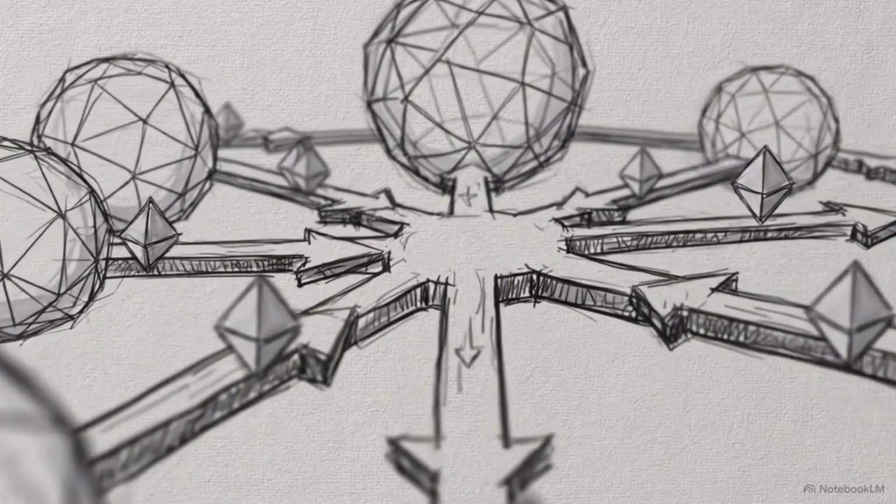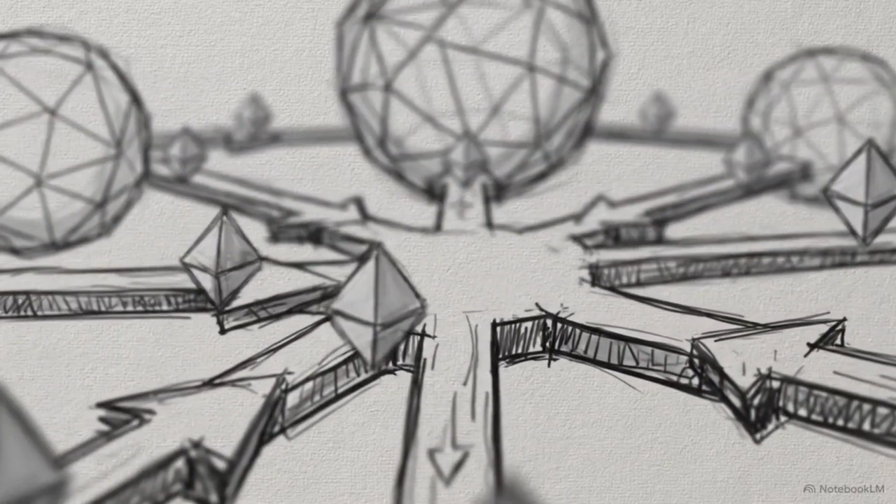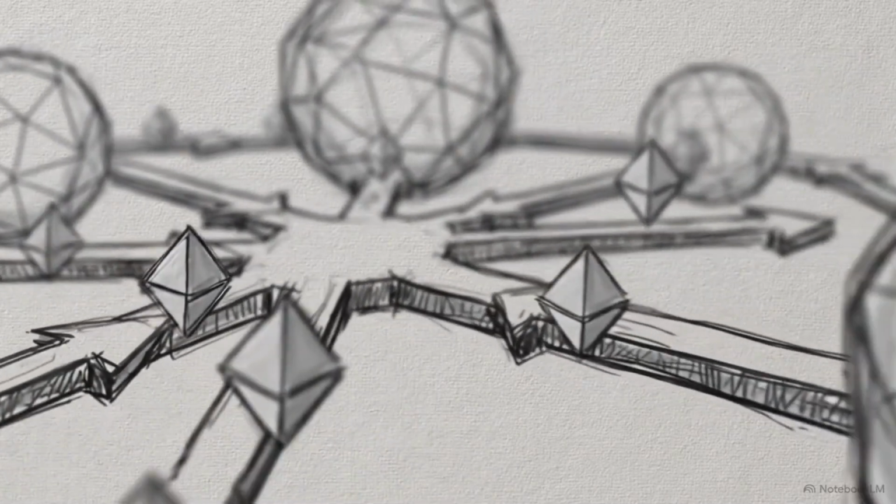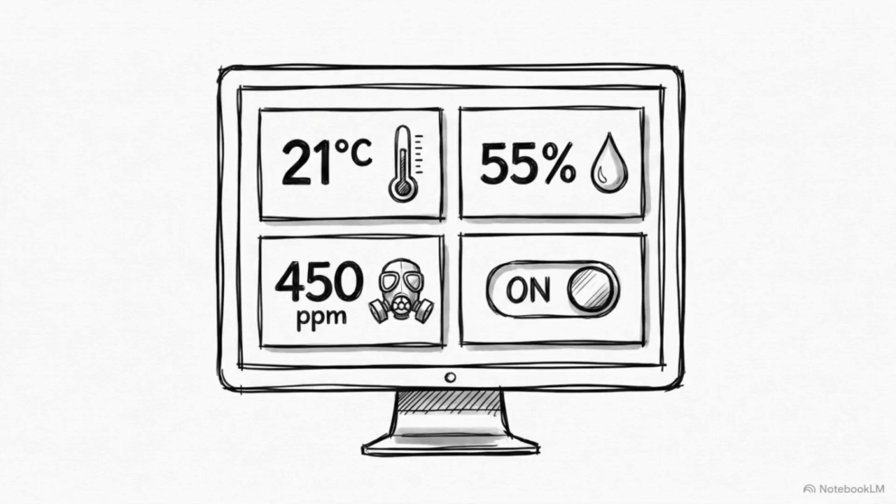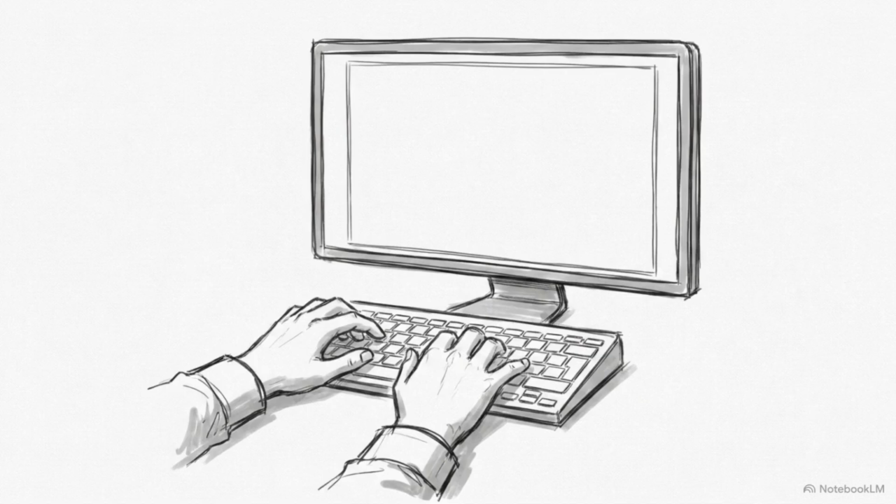The glowing network represents the continuous stream of data pulsing through an IoT system. To make that data useful, we need a way to monitor it, which is exactly what we are going to build today by assembling a complete, real-time IoT dashboard. We are going to construct this interface entirely from scratch.